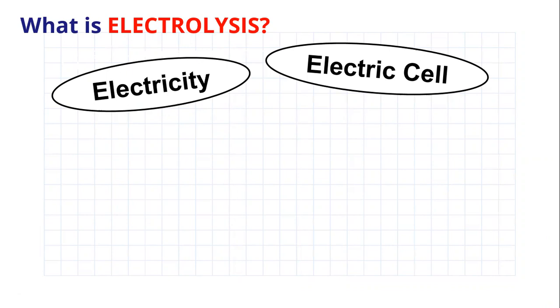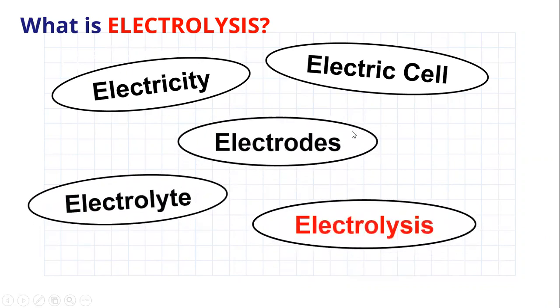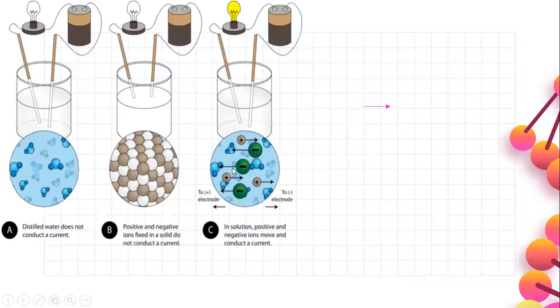In this lesson, we will learn three more terms which are electrodes, electrolyte, and electrolysis. You must understand the difference between all these three. Right, let us look at these three diagrams. Here, all three look similar, but in each beaker we have three different substances.